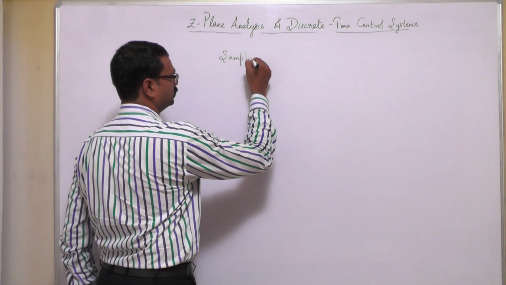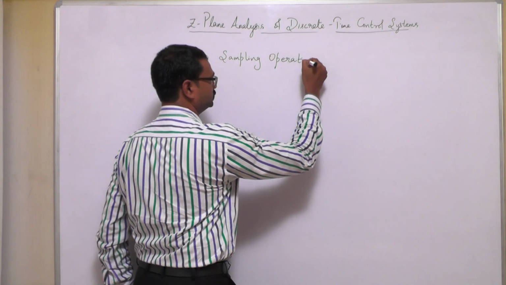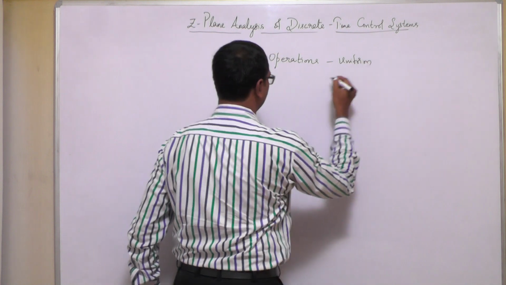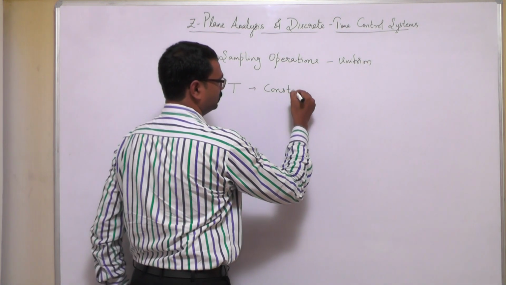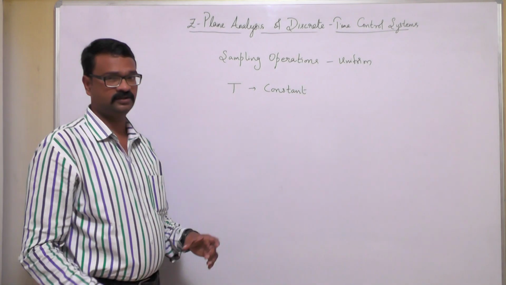sampling operation throughout the system. The sampling operations that are used must be uniform. That is, the sampling period T must be a constant, and we have all the sampling operations at any point of the system.